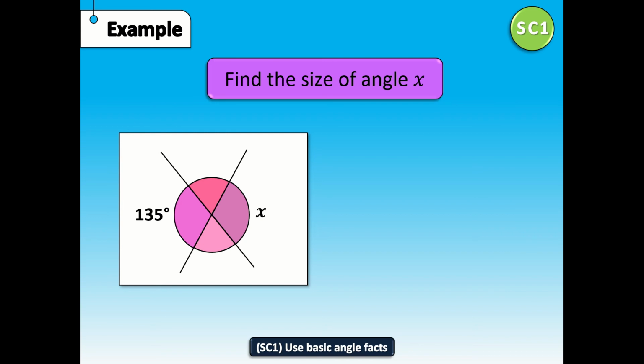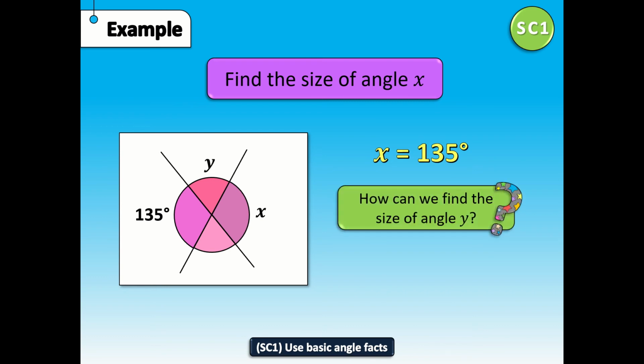So if we want to find the size of the angle x, well, the angle opposite it is 135 degrees, so x must be 135 degrees. If we want to find angle y, we can simply take that away from 180 because they're on a straight line next to each other, so it must be 45 degrees.